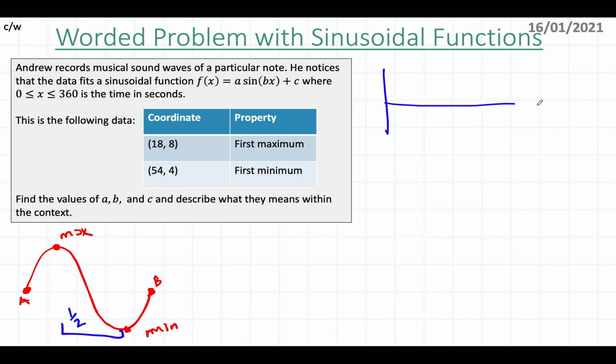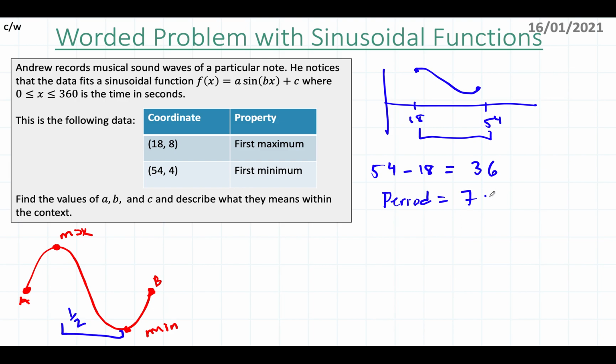So if I have my 18 and my 54, this distance is half the period. So 54 minus 18 will just be 36. So half the period is 36, which means the full period is 36 times 2, which is 72. Okay, so the period is 72, but I need the value of B.